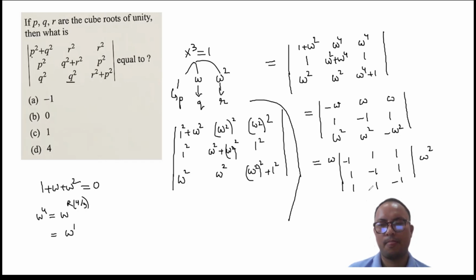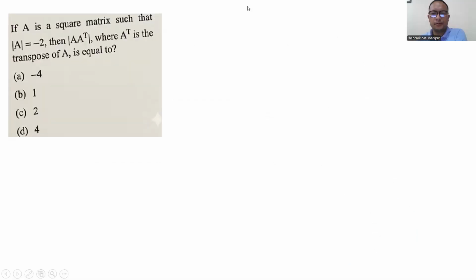All right, here is the next question. A is a square matrix such that the determinant of A is given as minus 2. A is given as a square matrix, right? And then the determinant of A is minus 2.